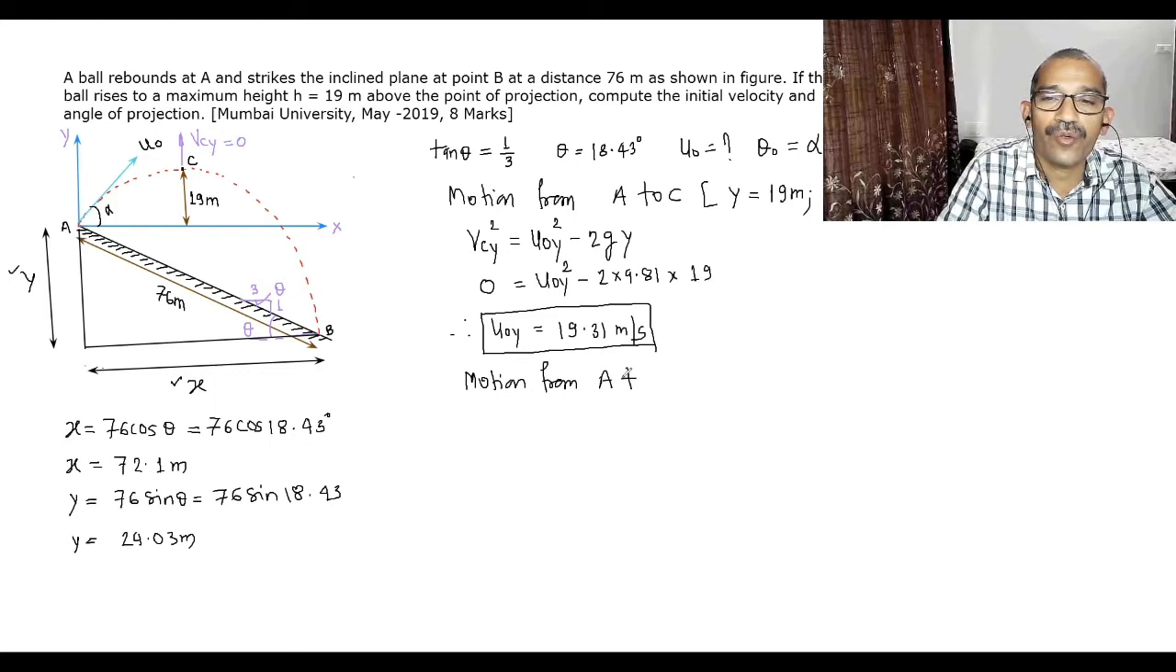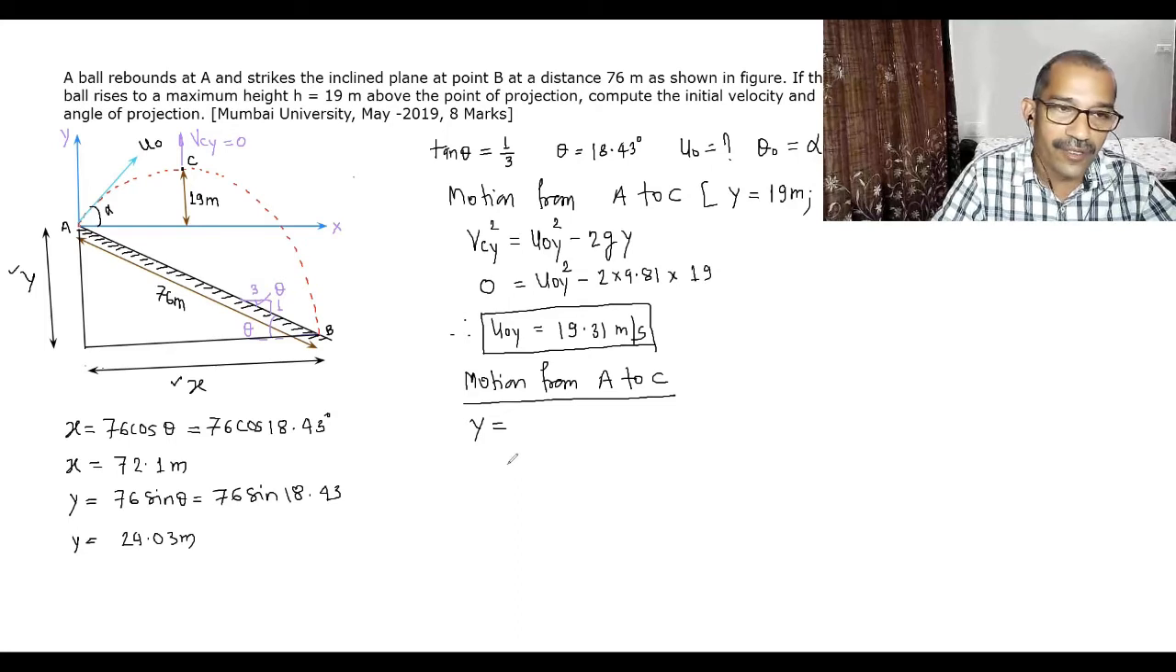Now if we apply the equation to motion from A to C, what is known? The first one is y. Point C is below the point of projection, below point A. Therefore the y term is definitely negative, right? And it is equal to minus 24.03 meters. And you know u0y.